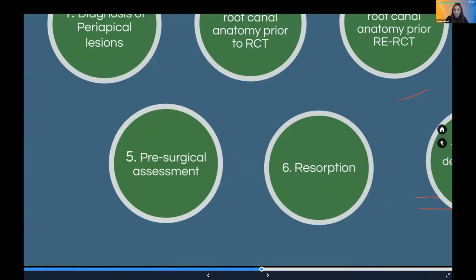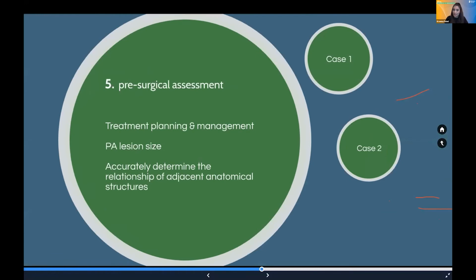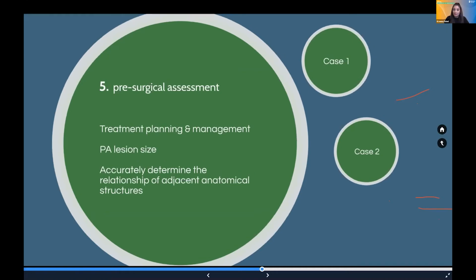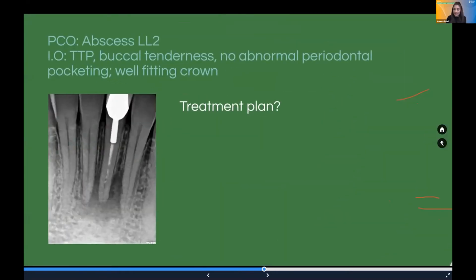The next big reason to take it is pre-surgical assessment. So for endodontic surgery, this is a must. I really think a cone beam CT is so important prior to considering endodontic surgery. It allows us to treatment plan better. It allows us to see exactly where the periapical lesion is, what size it is, and its relationship to other structures in the body.